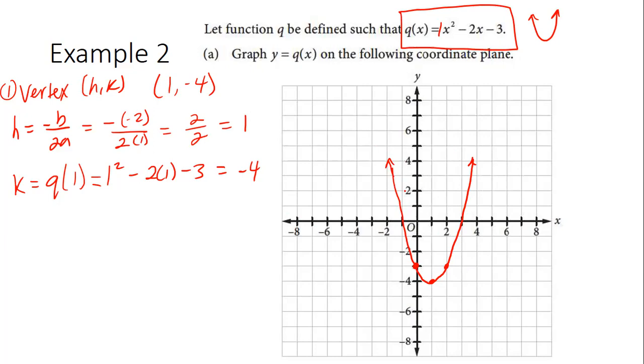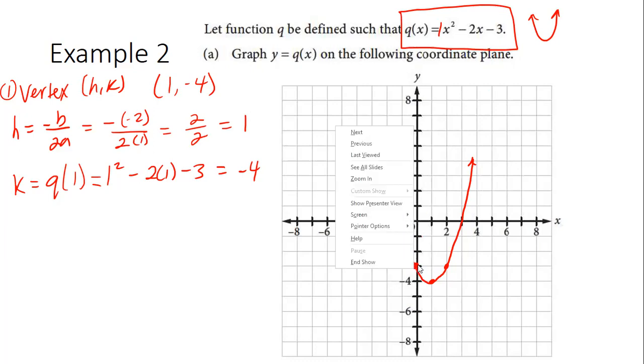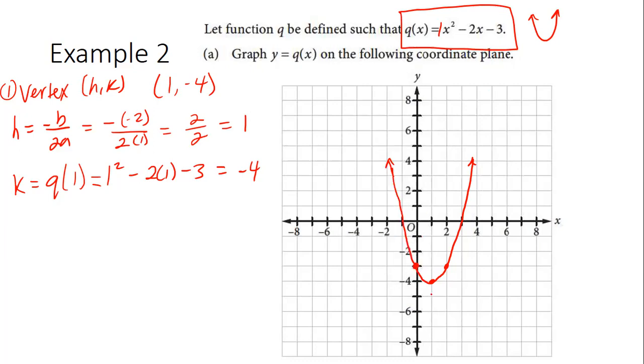So if I know one, then I know the other. We already had the y-intercept, remember? That was the first thing we did. We plotted our y-intercept, which is -3. And then we found our vertex and we're going to mirror it over the vertex, because parabolas are symmetrical. Do we remember that?